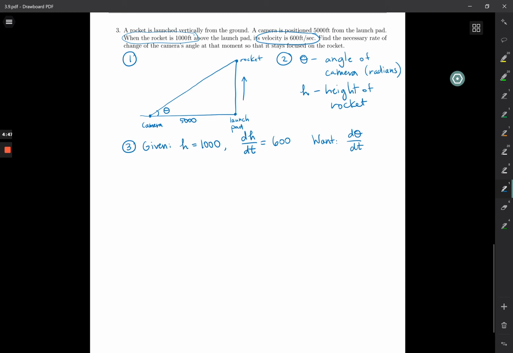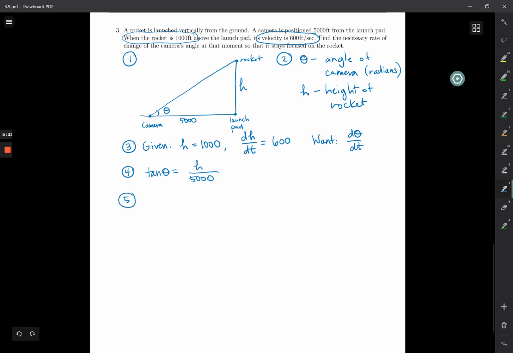Let's see. Now we have done that, and we want to find an equation that relates our variables. I forgot to label this one, so that is h. And the easiest way to relate these is to use tangent of theta. So tangent of theta is equal to h over 5,000, right? So it's the opposite over adjacent. Anything else that you would have tried would have been more complicated than this. So this is the best formula to use.